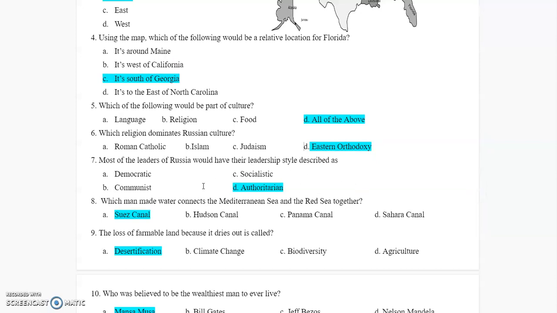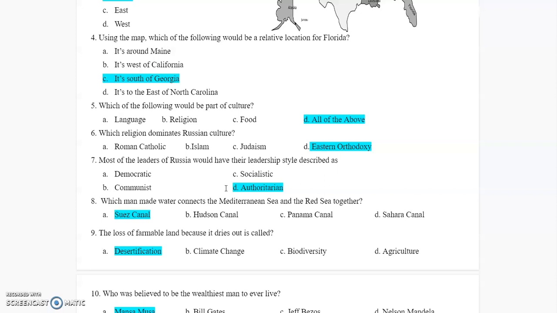Number 7, most of the leaders of Russia would have their leadership style described as authoritarian. Remember, they're very heavy-handed. They have almost always had a government that was a single individual controlling every aspect of life without a whole lot of input from the people. Up until the Tsar, even into the Tsar, it was done by hereditary. After the Tsar, you have communism, not a whole lot of democracy or people input. And now you have Vladimir Putin. Again, not a whole lot of input there, even though they claim to be a democracy.